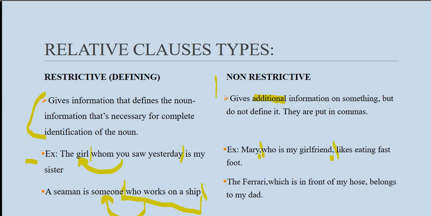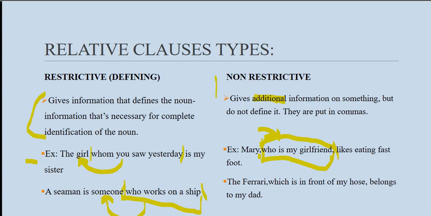So you can see that the relative clause here gives extra information, and if we omit a non-restrictive relative clause, our sentence is still a complete message, a complete sentence. Mary likes eating fast food. So we know that there is someone, Mary, who likes eating fast food. Here, who is my girlfriend gives extra information, so it is not necessary in this sentence.